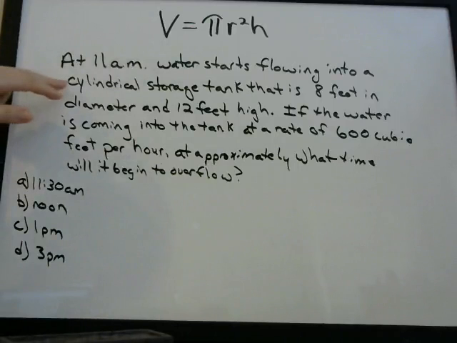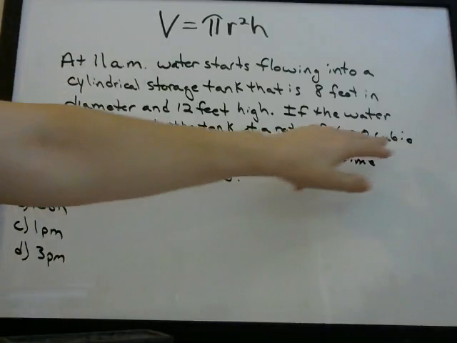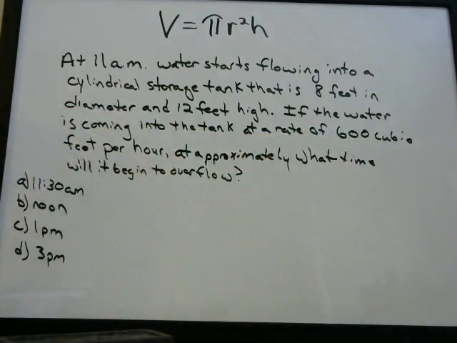So the first thing you should see, cylindrical. The next thing you should see is cubic feet. So that should give you a clue that you're talking about volume. So it says at 11 a.m. water starts flowing into a cylindrical storage tank that is 8 feet in diameter and 12 feet high.